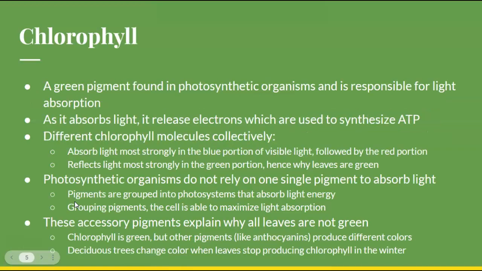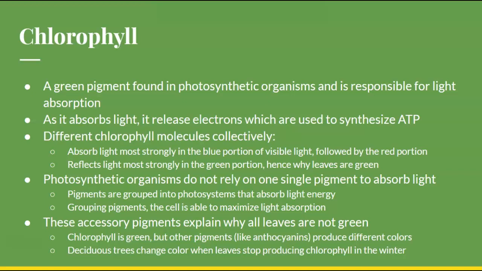So, continuing on with our deep dive into the chloroplast and chlorophyll, I had mentioned that chlorophyll is a pigment. It's a green pigment. It's what makes leaves green, found in photosynthetic organisms, and it's responsible for light absorption. So chlorophyll is where the light gets captured. So as it absorbs the light, it releases electrons, which are then used to synthesize ATP. So basically, once light is absorbed, electrons go out into the world of the chloroplast, find ATP, and say, let's go, buddy, like, things are happening.